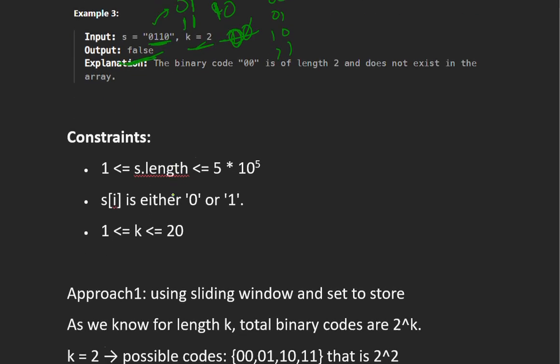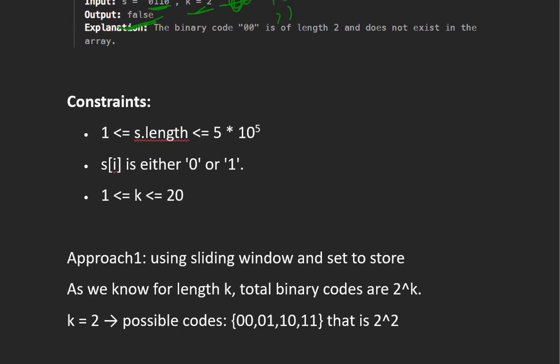If you see the constraints, the string length can be up to 5 into 10 to the power 5. So we can go with the solution of n log n or big O of n, right? And s[i] is either 0 or 1, and k is up to 20 only.